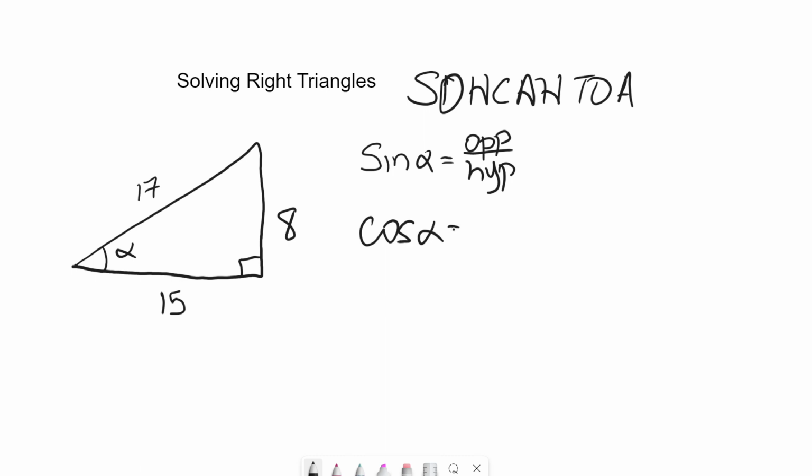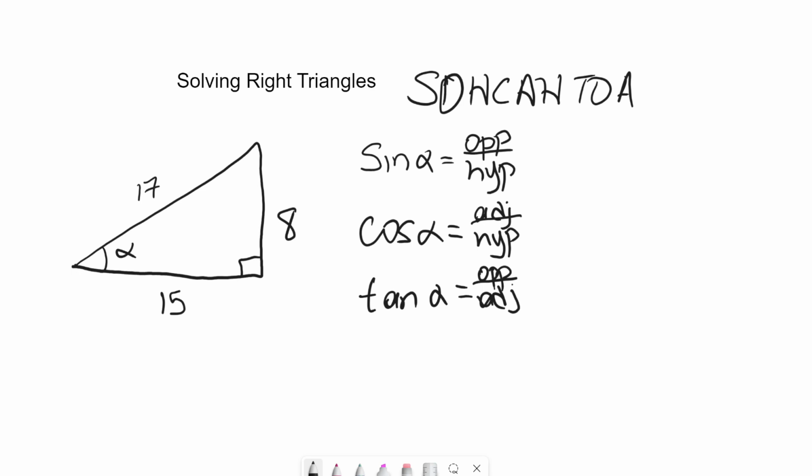Cosine of alpha is going to be equal to adjacent over hypotenuse, and tan of alpha is going to be equal to opposite over adjacent. So we're going to need this information. Most times at this level, we're just looking at the ratios.